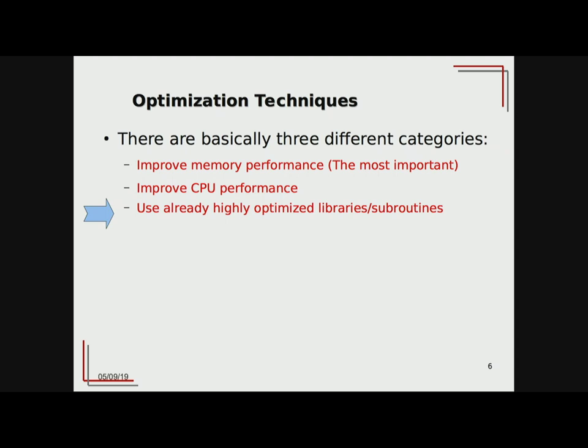Then you can improve CPU performance, and there are a lot of tricks to improve it by pipelining, by using vectorization, and so on and so forth. And here, the trick is to make your code easily understandable by the compiler in order to optimize it. Then there is also another one, which is to use already highly optimized libraries as subroutines, because in this way you can really make a great difference, okay? Because we don't want to reinvent the wheel, okay?